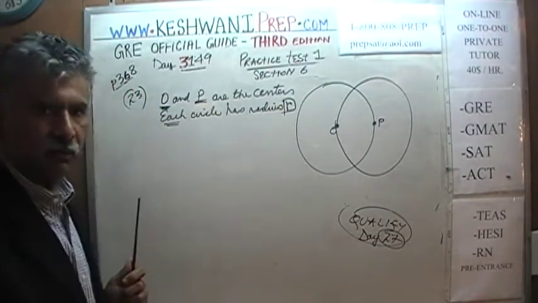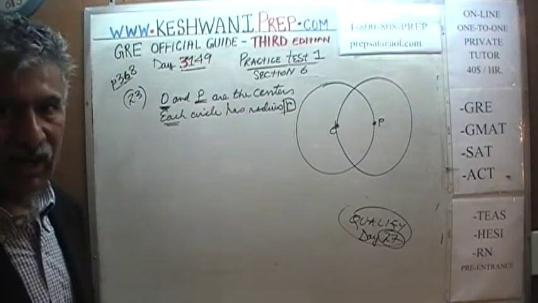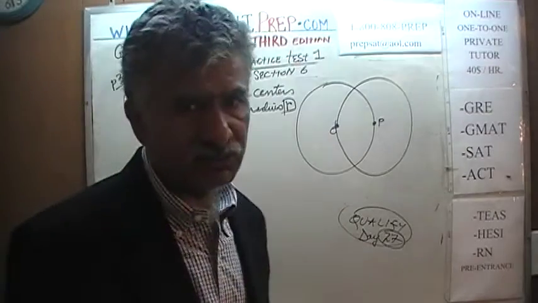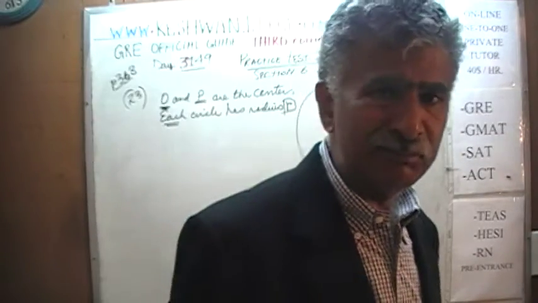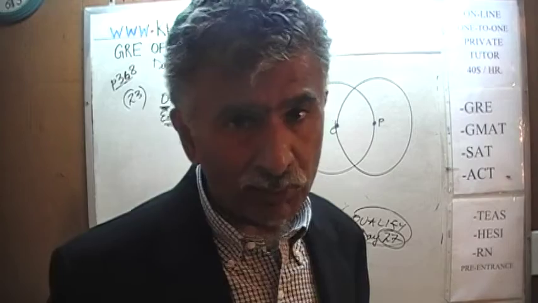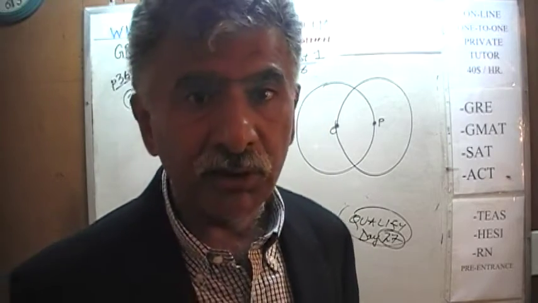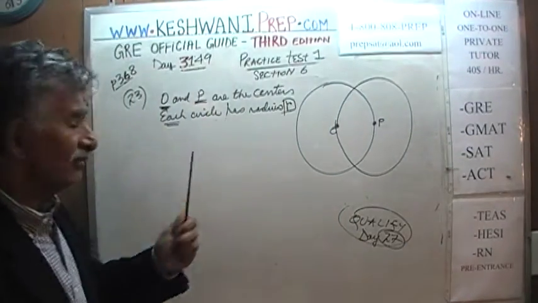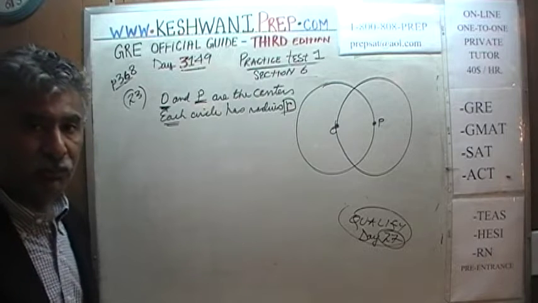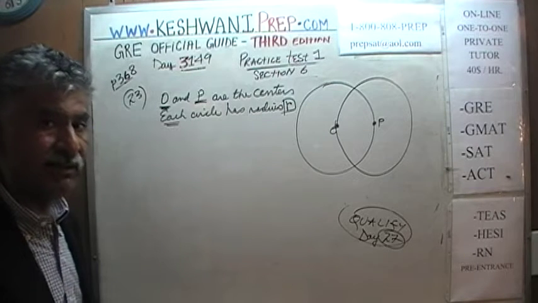Radius R. What does it mean, each circle has a radius R? You see, mathematics is a language. And in the language of mathematics, a symbol like R is a quantity. We don't know what that quantity is, but it's a quantity. And if they tell you that each circle has a radius of R, in the language of mathematics, it simply means that they have equal radii.